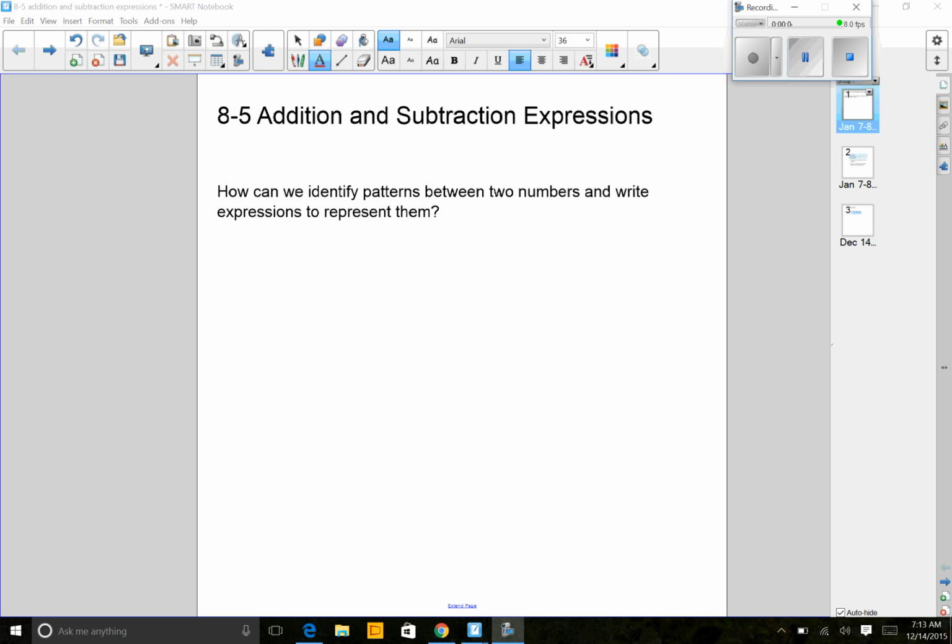This is topic 8, lesson 5, addition and subtraction expressions. So we're going to look at how you can identify patterns between two numbers and write expressions to represent them. What they're going to do with something like this is give you a chart, and you can look for a pattern.